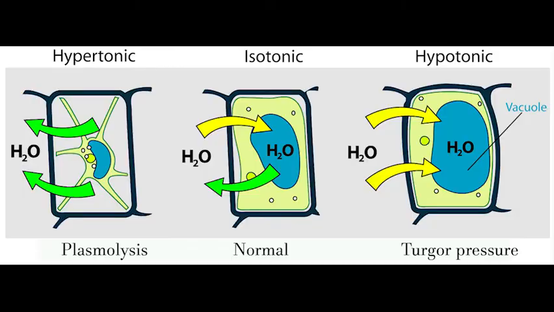Is the cytoplasm of the Elodea cell in the distilled water pushed against or pulled away from the cell wall? Is the distilled water a hypotonic or hypertonic solution to the Elodea cells? Would you expect a plant cell in distilled water to exhibit turgor pressure or plasmolysis?